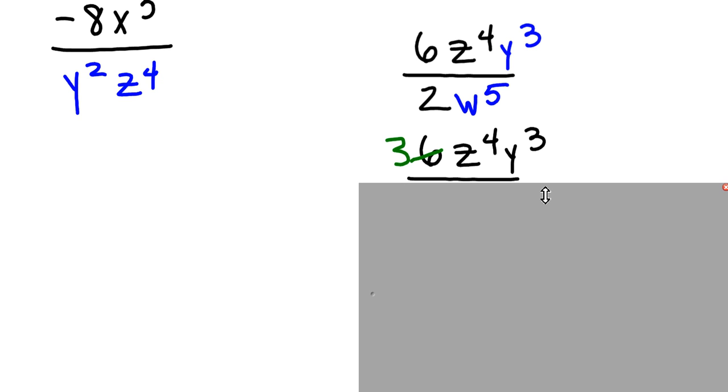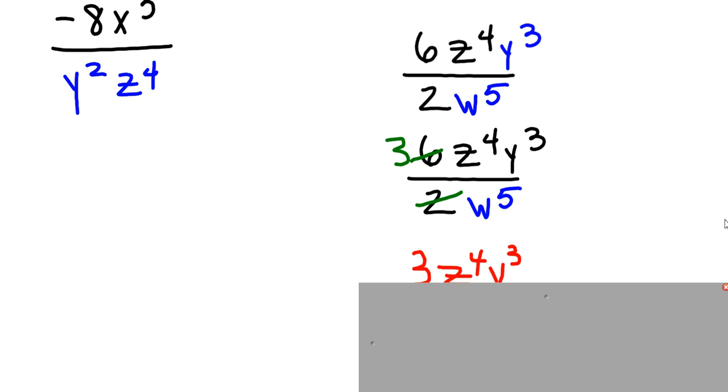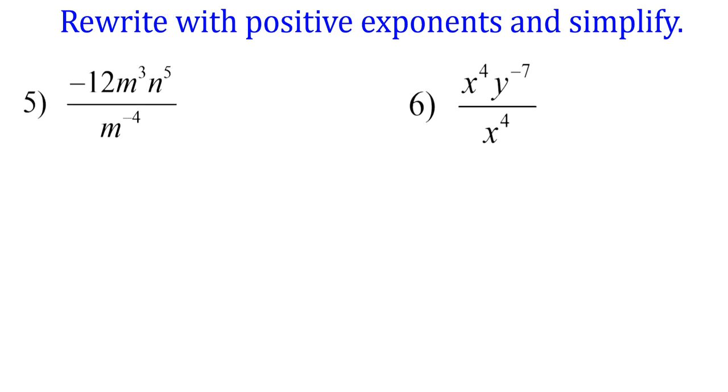So we're going to have 3 in the numerator, z to the fourth, y to the third, over our 1, w to the fifth. So our final expression would be 3z to the fourth, y to the third, divided by w to the fifth. You can also write the numerator as 3y to the third, z to the fourth, over w to the fifth. Some mathematicians like writing the variables in alphabetical order, and again, it's still the same element, so it would be the correct simplification. Let's try simplifying these two expressions.